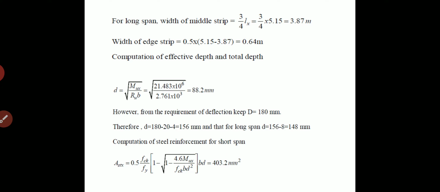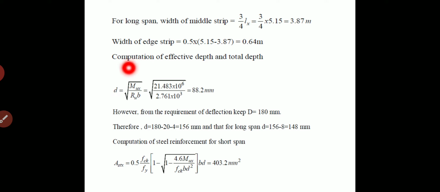For the longer span, the width of the middle strip is 3/4 LX, equal to 3/4 into 5.15, equal to 3.87 meter. The width of the edge strip equals 0.5 into 5.15 minus 3.87, equal to 0.64 meter. Computation of effective depth and total depth.